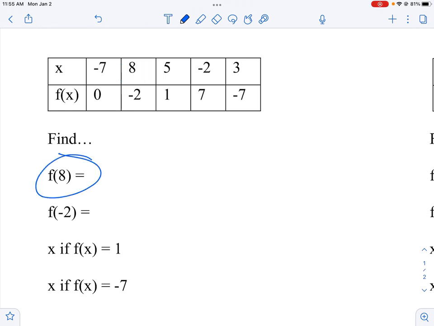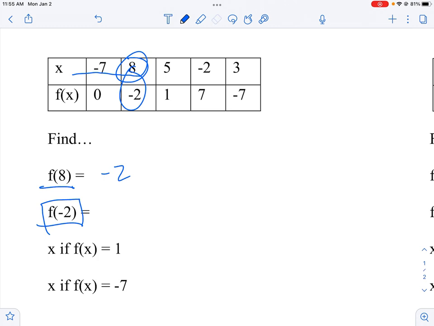And so what we're doing here is just f of 8 means what's the y value when x is 8. So you go to where x is 8, find the y value, it's -2, and you write it down. F of -2 means I need to find where my x value is -2, which is right here. And then I write down my y value that goes with it. That's 7. So that's 7. Write that.